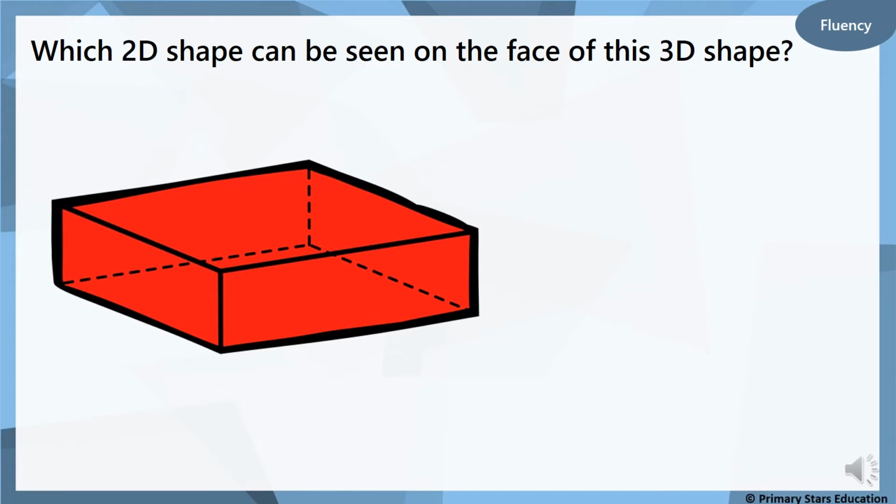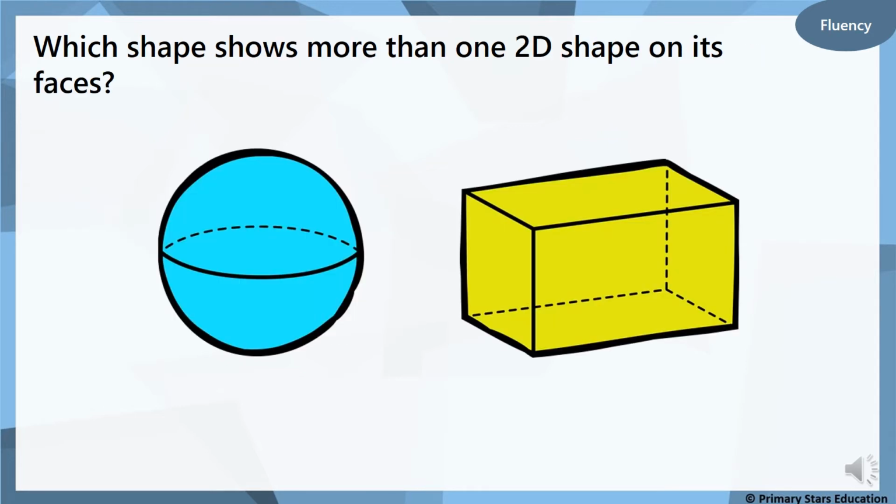Okay, which shapes do you see on this 3D shape? They're rectangles. Okay, so this shape is called a cuboid, which has got different rectangles for the faces. You can see some are much longer and thinner and some are much wider. Okay, those shapes are still rectangles. This is a cuboid.